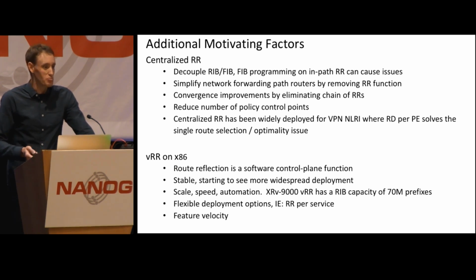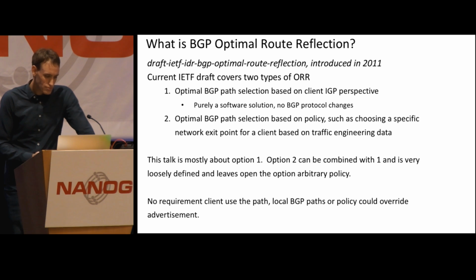He also did not have the benefit of ORR in his network, so his solution actually places those VRRs very close to the clients to get around that proximity issue. So that's some background to everything. So what is optimal route reflection? Where did it come from and originate?